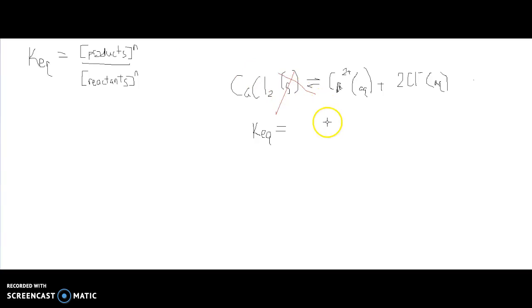which is going to make it equal to just the concentration of Ca with a 2 plus charge, times the concentration of Cl with a negative charge squared.